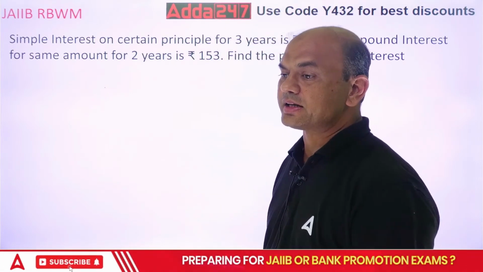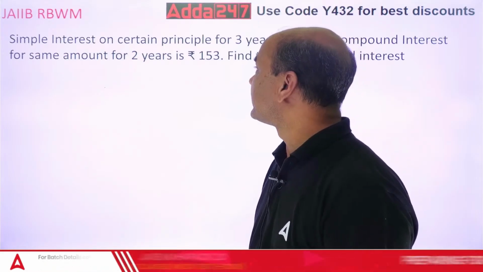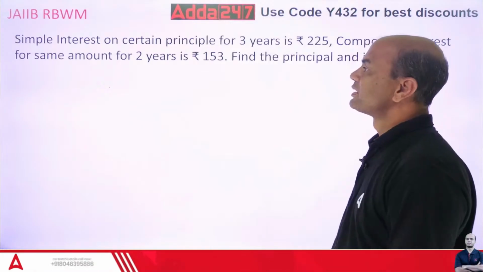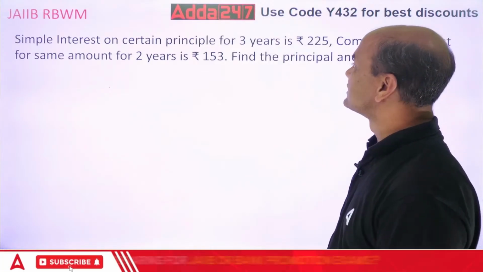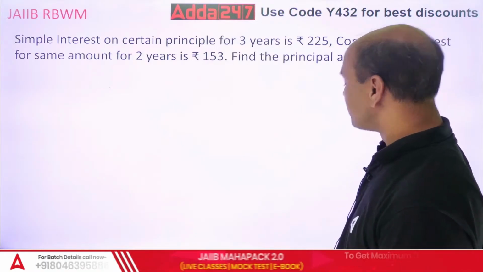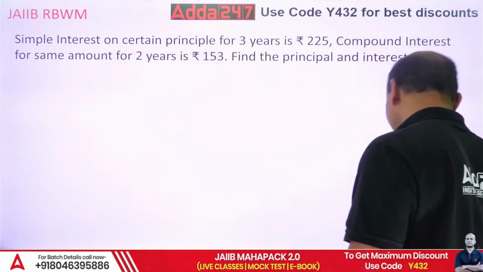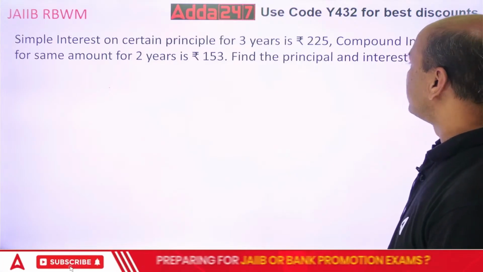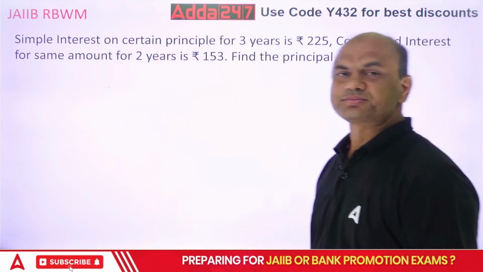Let's first read this numerical. Simple interest on a certain principal for 3 years is 225. Compound interest on the same amount for 2 years is 153. Find the principal and the interest.